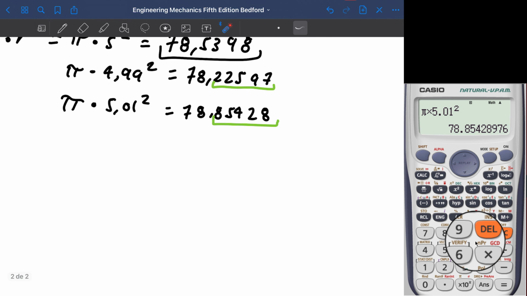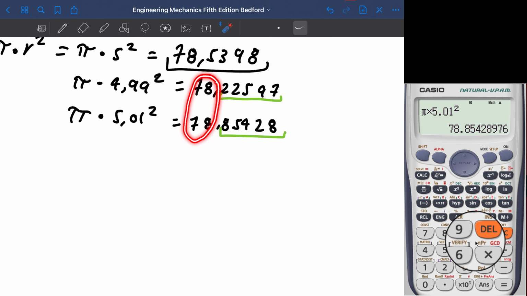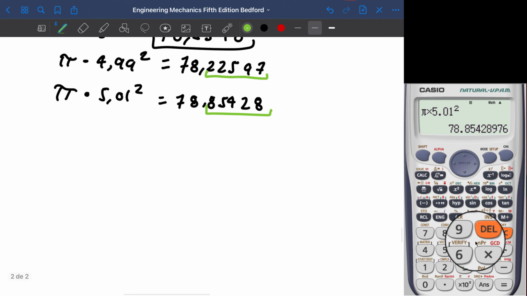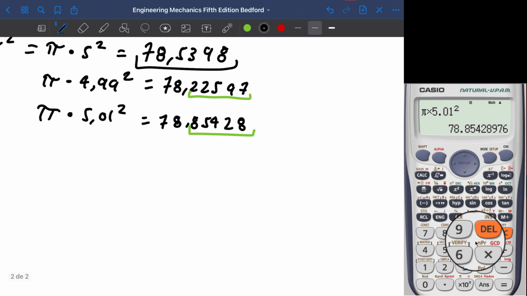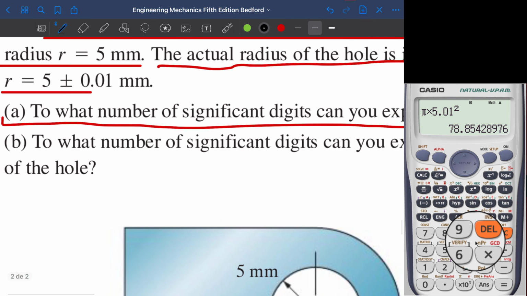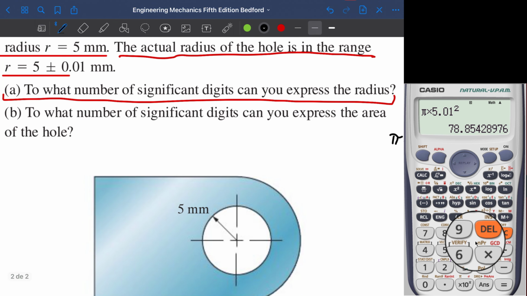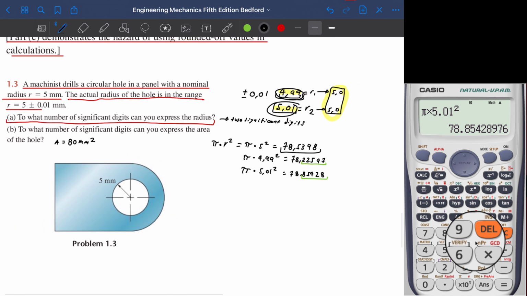So what I have to do is to play with the whole quantity of the number. I can see that these two numbers both round off to the number 80. So the answer is that one. I can only use one significant digit. To what number of significant digits can you express the area of the hole? To just one, which is A, area, equals 80 millimeters squared. That is the answer.